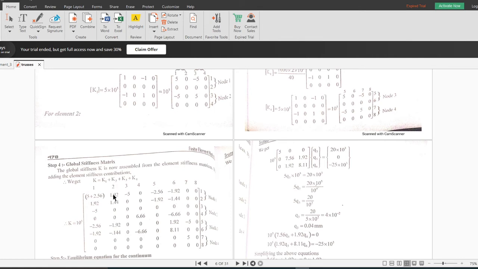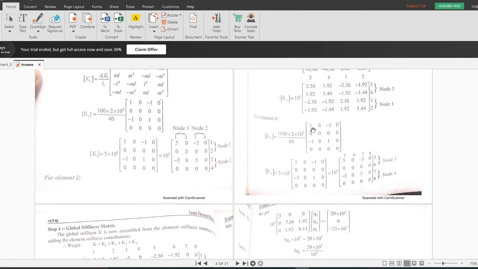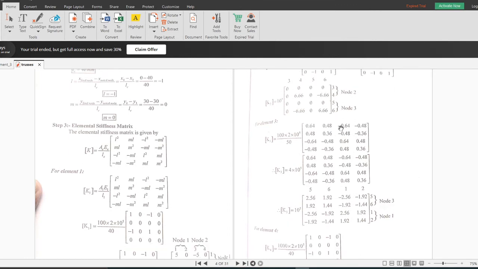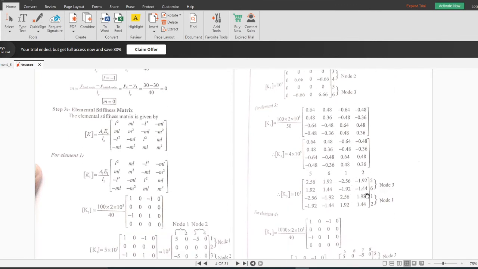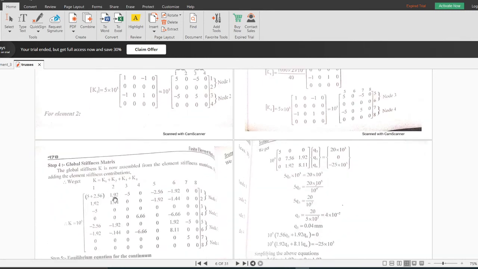Next come 2 1. Let's come to the first matrix. 2 1, where is 2 1? Here 0. And in any other matrix you can check the 2 1 combination. Here there is no 2 1 combination. Yeah, it is there here. What is the value here? 2 1. Sir, 1.92. In the K4 matrix there is no such value, so therefore only 1.92.